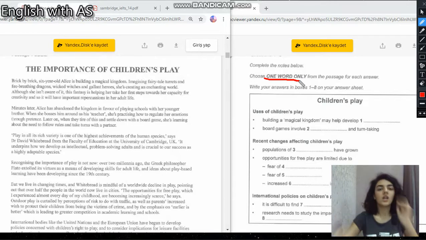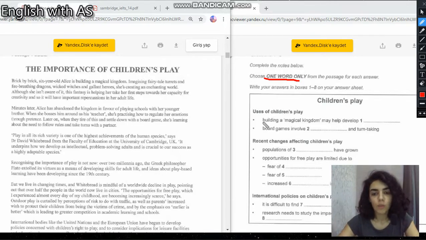So third, you have to pay attention to your keyword. What's your keyword here? Building a magical kingdom may help develop blah blah blah. Of course, undoubtedly magical kingdom is my keyword. Why? I'm not going to list all the words which can be your keyword, but one of them is this one.